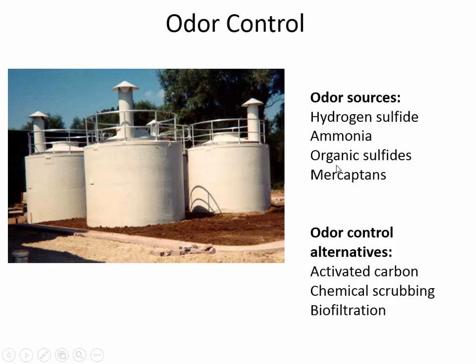Mercaptans are actually one type of mercaptan is what's used for odorizing natural gas and propane. And so if you've ever smelled propane before it's been lit, they intentionally odorize it just so that people can notice if there's a little bit of an unintentional release of it.